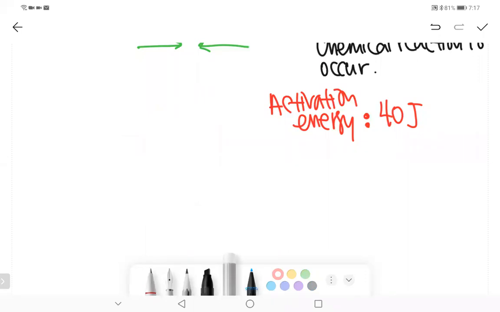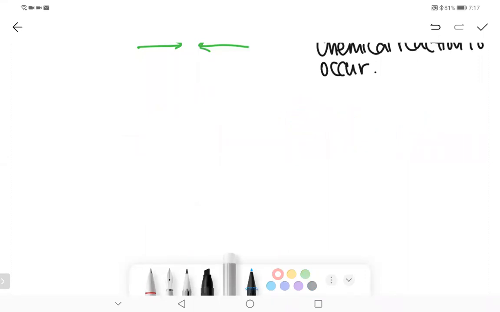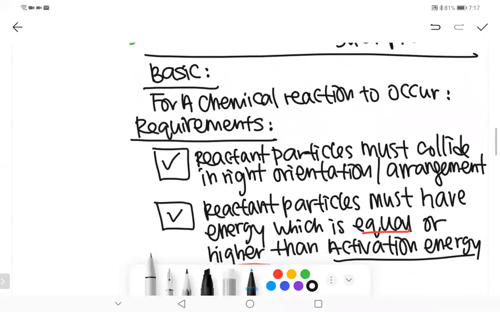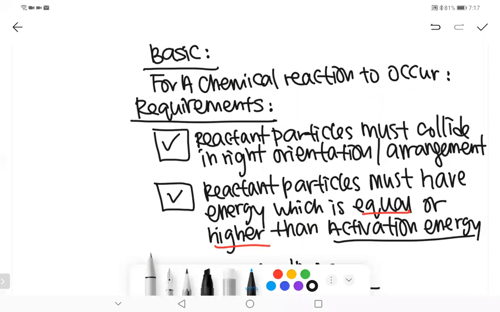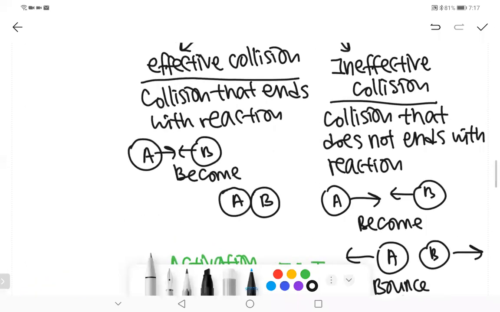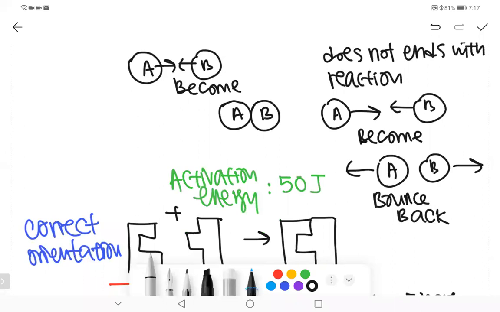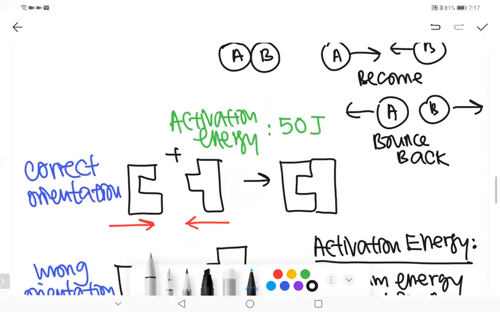So let's do a quick recap again, then we move on. If you want to have a chemical reaction, you must let your raw material collide with each other. When they collide, they might connect together. That is called effective collision. They might bounce back. That is called ineffective collision.